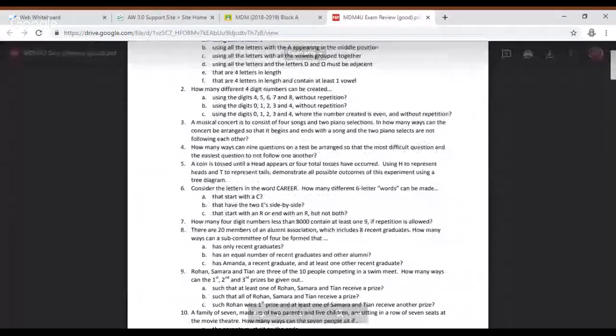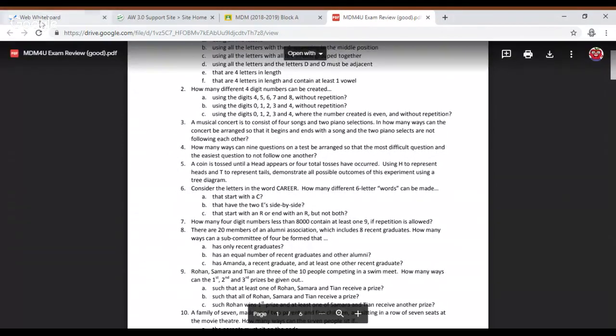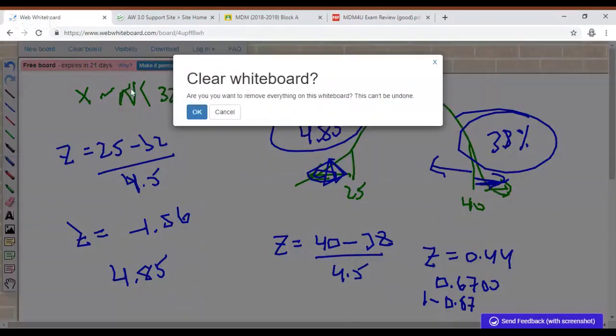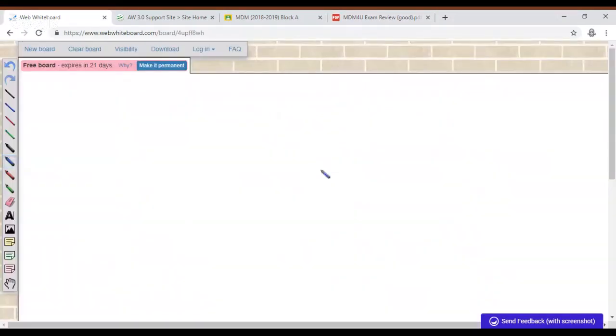A coin is tossed until a head appears or 4 total tosses have occurred. So this is one where you want the tree diagram for sure. Basically, how many tosses do I have? Well, it depends. I start by tossing a coin and either I get heads or I get tails. If I get heads, I stop and I'm done. If I get tails though, I have to keep going and toss it again. And I could now get heads or tails.